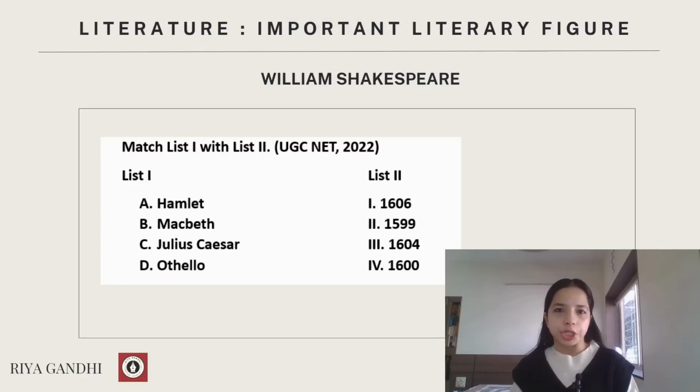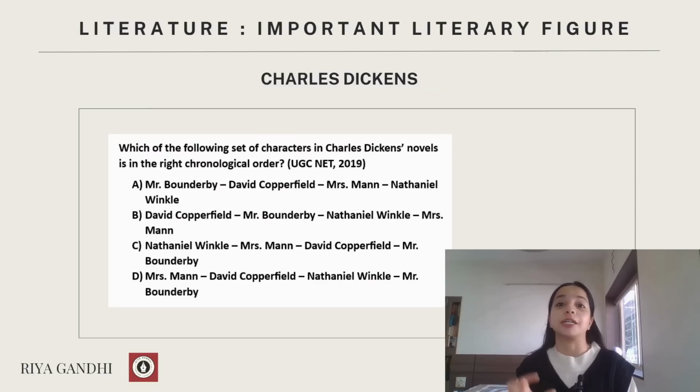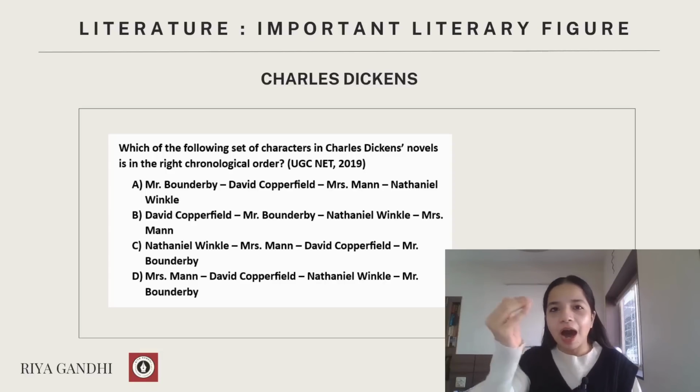The next important literary figure who is frequently asked in the UGC NET English exam is Charles Dickens. He's one of the most important writers of the Victorian age, not just because he talked about the socio-cultural realities of the time, but also because he was one of the ardent practitioners of serialized novels, the novels that were published in installments. So, a question related to Charles Dickens and his novels was asked in 2019, talking about the chronology of the novels' characters. So, how did they appear?